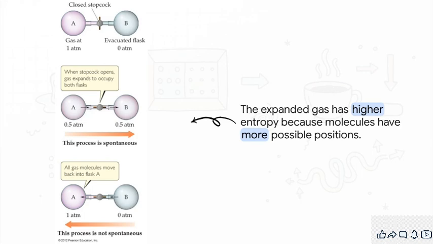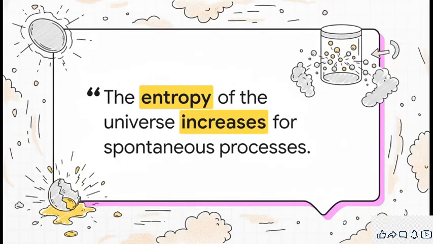Let's jump back to our gas in the containers. When all those molecules are jammed into just one flask, there's a pretty limited number of places they can be. But the second you let them into both flasks, the number of possible spots, the number of possible arrangements just skyrockets. The system naturally moves toward the state with the most possibilities, the most randomness, the highest entropy. And this isn't just a casual tendency, like, oh, things kinda like to be messy.